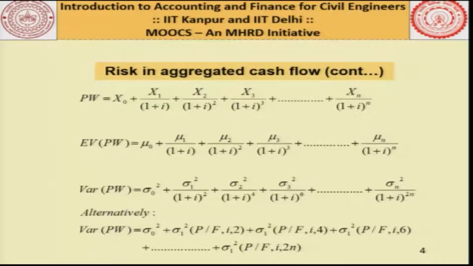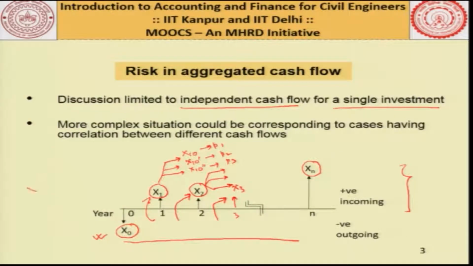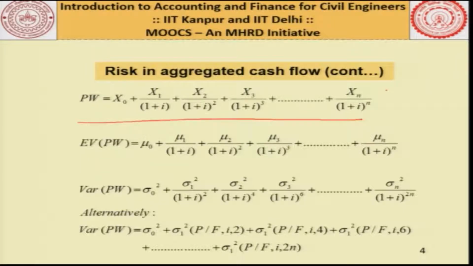So, I will quickly give you some of the formulas that we often use in the context of finding the risk in aggregated cash flows. So, as far as the present worth formula is concerned, it is nothing new to you. What you do is, it is simple, x0 you write it with proper sign and add x1 divided by 1 plus I plus x2 divided by 1 plus I raised to power 2 and so on. So, this is how you can derive and this is how it has been written here. So, present worth is equal to x0 plus x1 upon 1 plus I plus x2 upon 1 plus I raised to power 2 and so on.